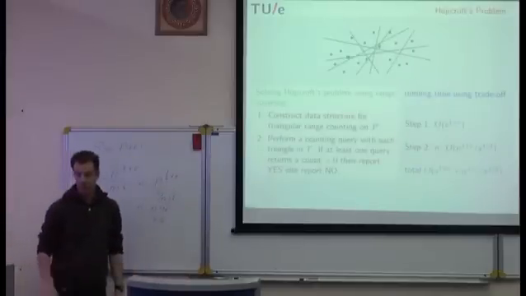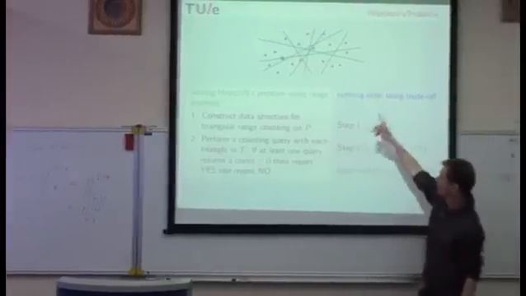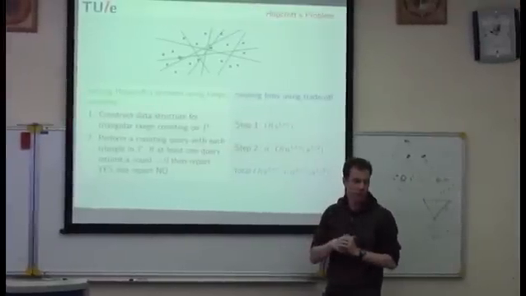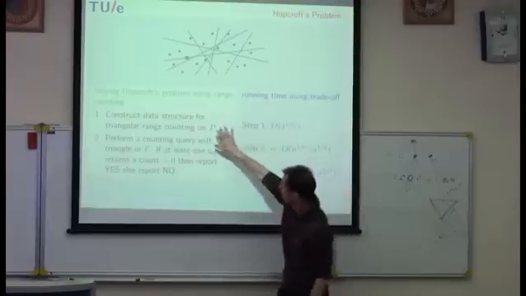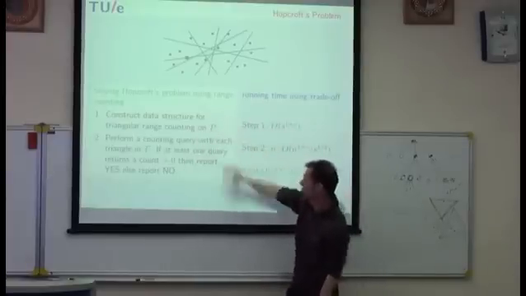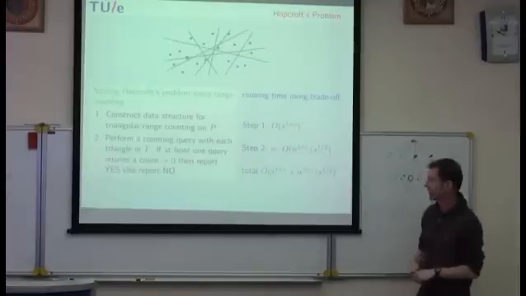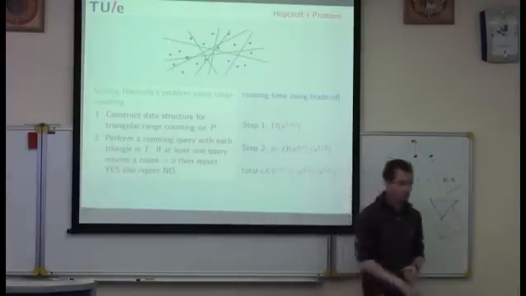Same algorithm as before. Now I'm going to construct such a trade-off structure on my set of points. Then I'm going to do a query with each of my lines, and if one of them says yes, or a count greater than 0, then I answer yes, and otherwise no.